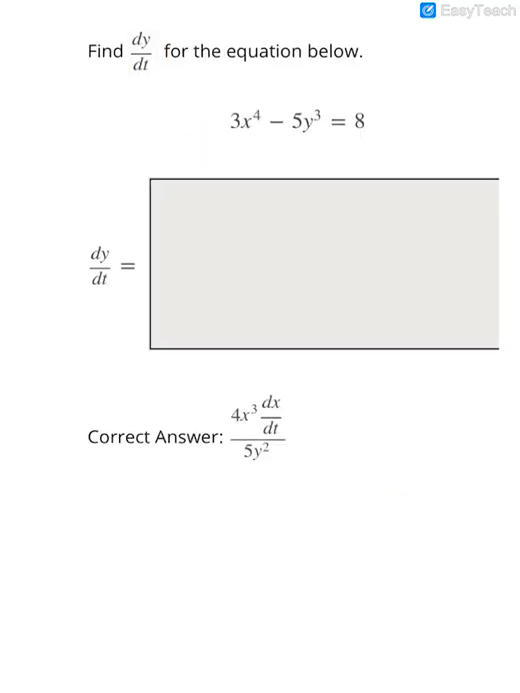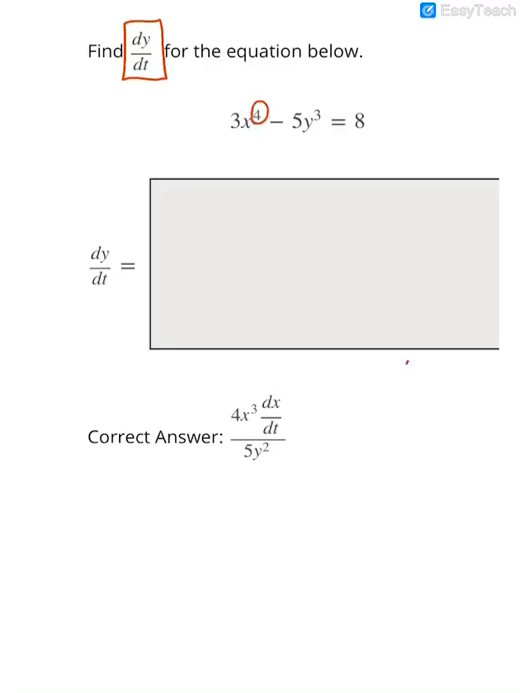All right, last but not least, this time notice we're looking for dy dt. That means we're going to derive everything with respect to the variable t. So if another variable is there and it doesn't have a t, we have to multiply by the derivative of whatever that variable is with respect to t. So let me show you.